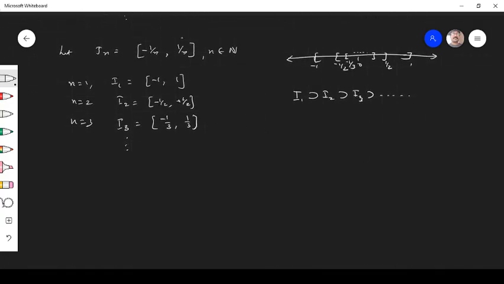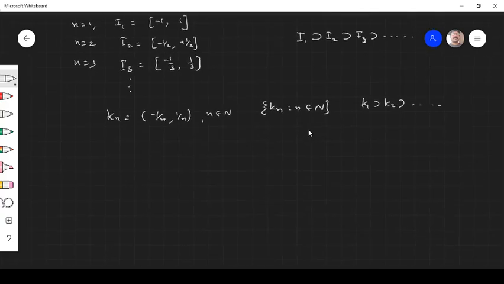In the place of closed intervals, if you take say K_n equal to the open interval (-1/n, 1/n), then also the sequence K_n, n in ℕ, is a nested sequence of intervals. We can see that K1 contains K2 contains, and so on.